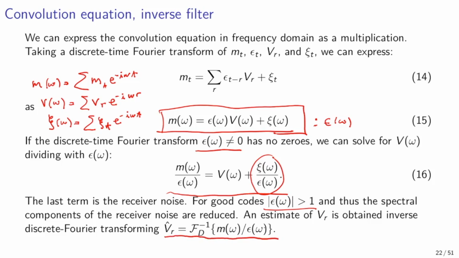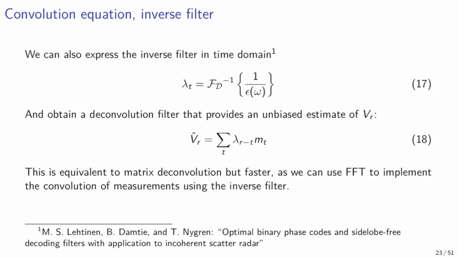In typical situations, it can be shown that equation 16 is equivalent to the matrix maximum likelihood estimate shown earlier. The frequency domain technique has the advantage that we can implement it with the help of a fast Fourier transform, which is numerically more efficient than the matrix formula shown earlier. We can also express the division in frequency domain as a time domain filter, as shown in equation 17. This filter is often called the inverse filter.